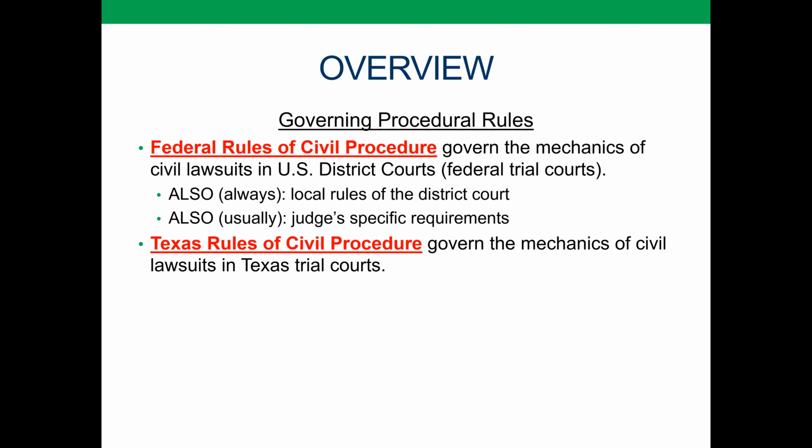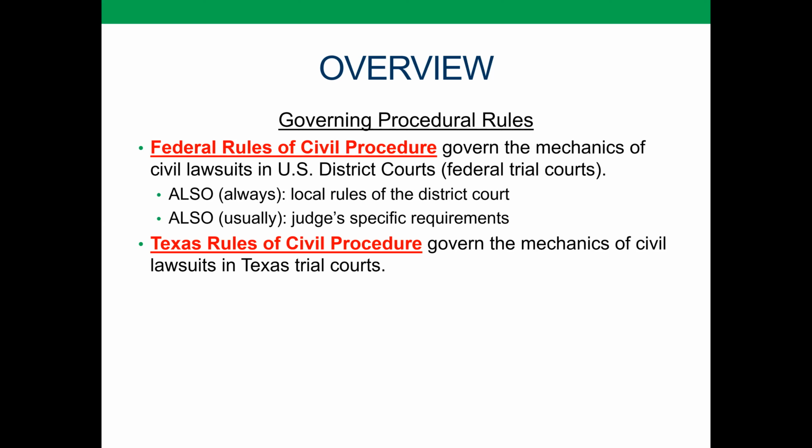So there are three categories of rules you would need to consult whenever you're working on any federal trial court lawsuit. And that is the Federal Rules of Civil Procedure, the local rules of the particular U.S. District Court, and any specific requirements of the particular judge assigned to your case.